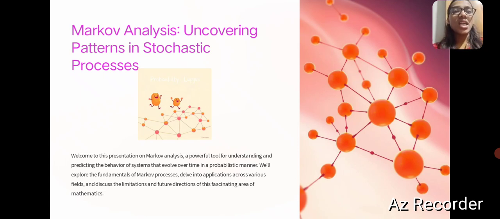Markov analysis: uncovering patterns in stochastic processes. Welcome to this presentation on Markov analysis, a powerful tool for understanding and predicting the behavior of systems that evolve over time in a probabilistic manner. We will explore the fundamentals of Markov processes, delve into their applications across various fields, and discuss the limitations and future direction of this fascinating area of mathematics.